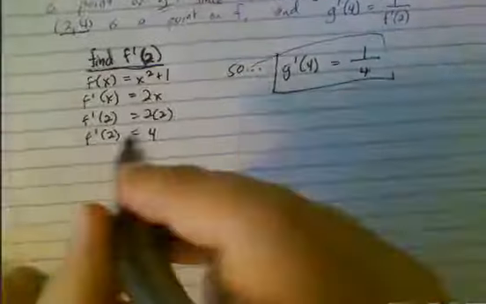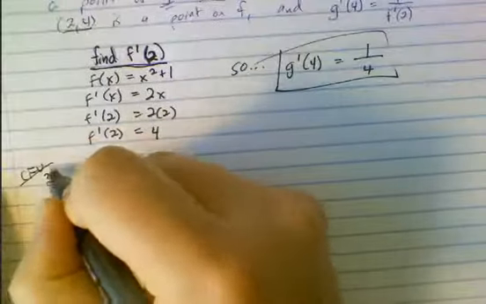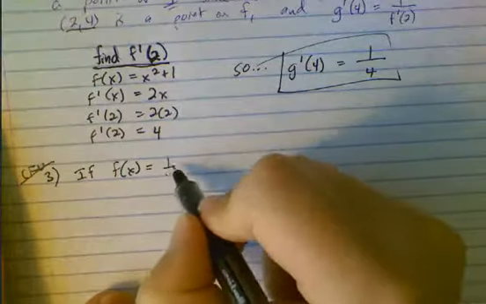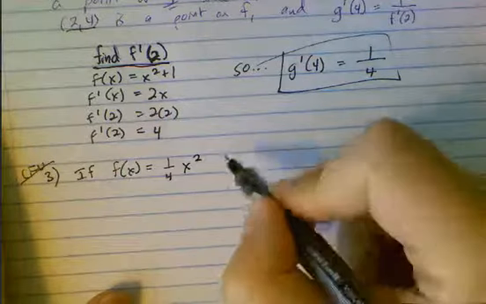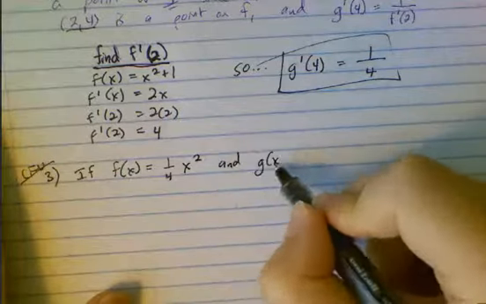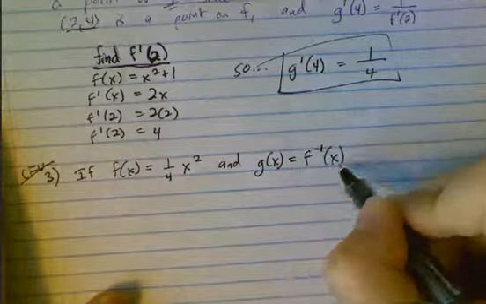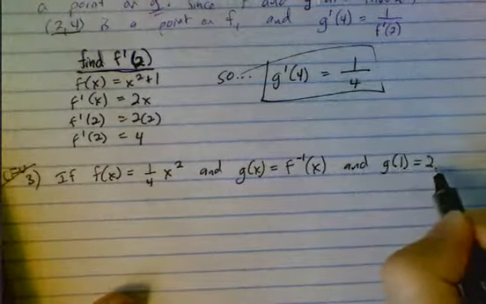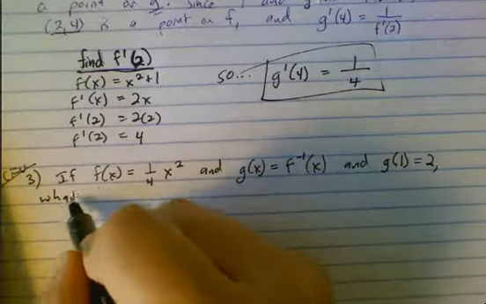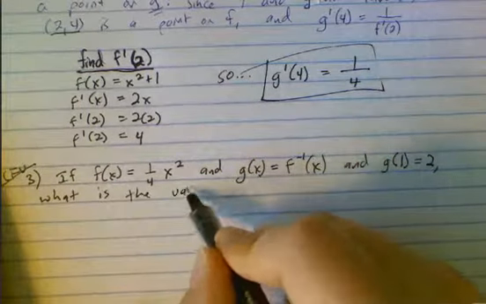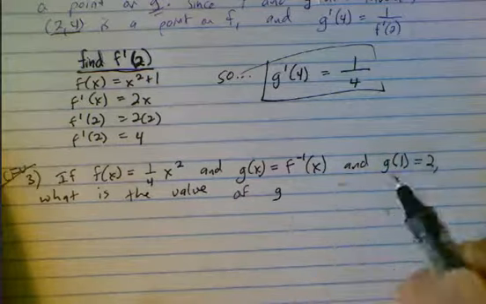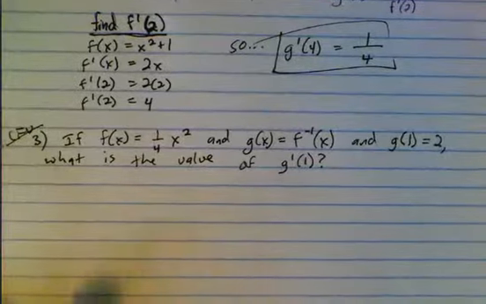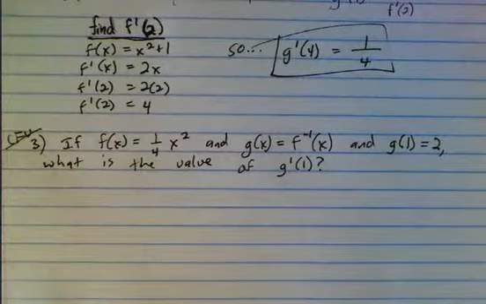Let's do one check for understanding problem, and then we'll be all done with these notes. If f of x equals 1/4 x squared, and g of x is the inverse of f of x, and g of 1 equals 2, what is the value of g prime of 1? Go ahead, pause the video, try that on your own, restart the video when you're ready.